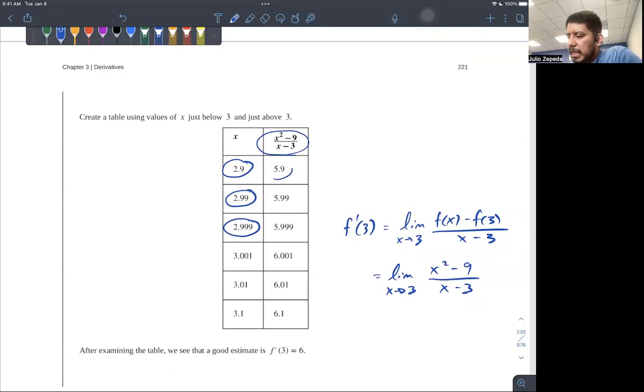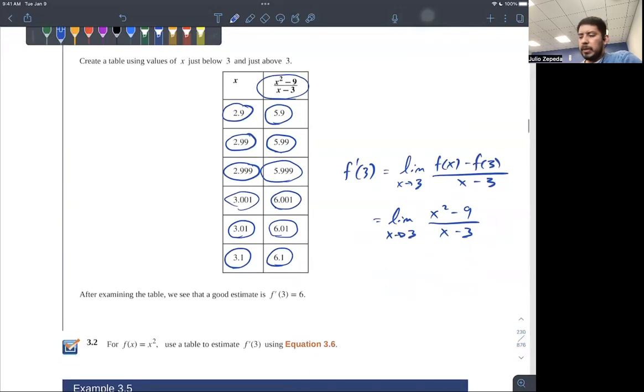And so what value is this getting closer to? It starts at 5.9, then 5.99, 5.999. It looks like it's getting closer to 6, right? So the limit from the left seems to be 6. The limit from the right, if you go above 3 and get closer and closer to 3, the values of that difference quotient are 6.1, 6.01, and 6.001. These seem to be getting closer and closer to 6 as well. And so after examining the table, we see that a good estimate for f prime of 3 is 6.